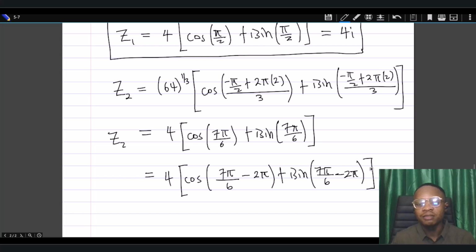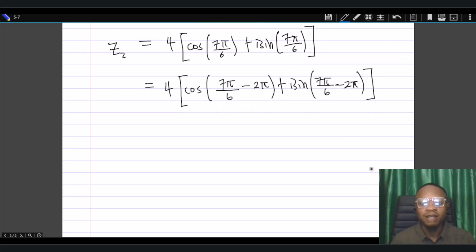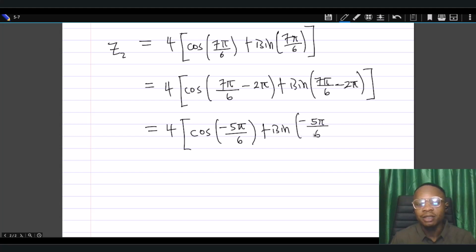Then we'll close this off and close this off. So what do we have left? This is going to be equal to 4 into the cosine of 7 pi over 6 minus 2 pi. So that is synonymous to 12 pi minus 7 pi, negative of that, 12 minus 7 is 5. So basically, we'll be having the cosine of minus 5 pi divided by 6, plus i multiplying the sine of minus 5 pi divided by 6.